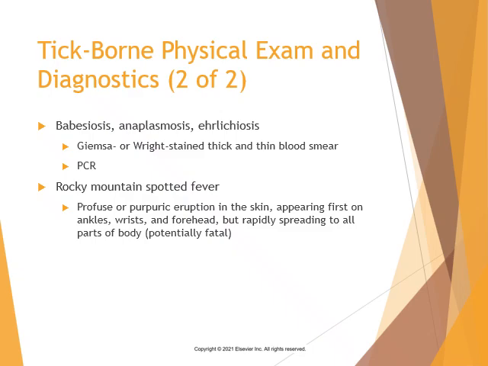With babesiosis, anaplasmosis, ehrlichiosis, you can do Giemsa or Wright stain, blood smears, PCRs can be run. With Rocky Mountain spotted fever, you'll see a profuse or purpuric eruption in the skin, appearing first on ankles, wrists, and forehead, but rapidly spreading to all parts of the body. And Rocky Mountain spotted fever can be potentially fatal. So you really want to diagnose these as soon as you can to get treatment started.